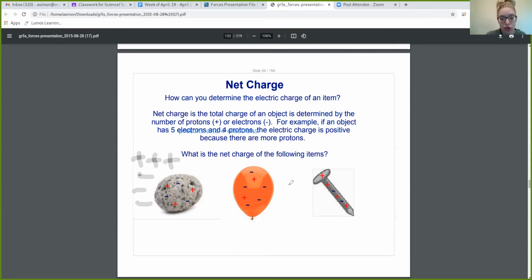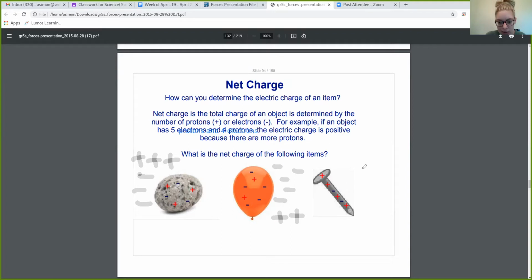Now let's look at this balloon. For this balloon, I have 1, 2, 3, 4, 5 negatives, and I have 1, 2 positives. So what is my net charge going to be if I have 5 negatives and 2 positives? Well, 5 minus 2 is 3, and I have more negatives than I have positives, so my net charge is going to be 3 negative.